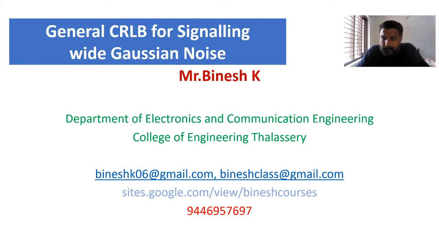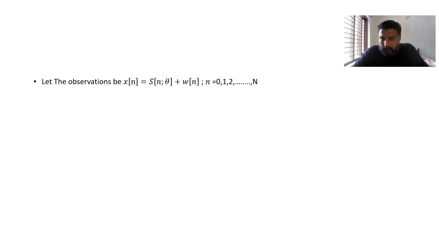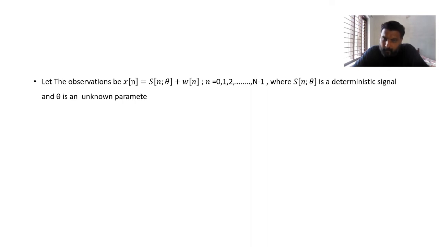So let me start with that example. Consider the observation. Let the observation be x of n equal to s of n theta plus w of n, n equal to 0, 1, etc., n minus 1, where s of n theta is a deterministic signal. You just underline that word, deterministic signal, and theta is an unknown parameter that is being observed in the white Gaussian noise w of n, and w of n is white Gaussian noise.